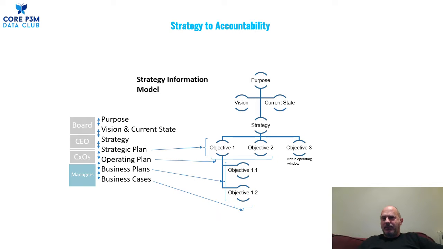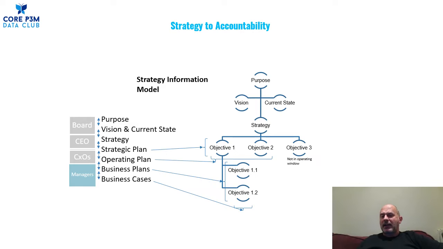To think about accountability, we need to think about what it is we're accountable for. And this strategy information model gives us an idea of that. So we assume our organization has a purpose, and that purpose is achieved in a vision, and the gap between our current state and our vision is what we have to do to achieve the vision, and that's laid out in a strategy. Our strategy gives us a roadmap, a sequence, decision points, and we'll have a strategic plan which perhaps lays out that strategy in terms of time-phased objectives that we can communicate to our business.